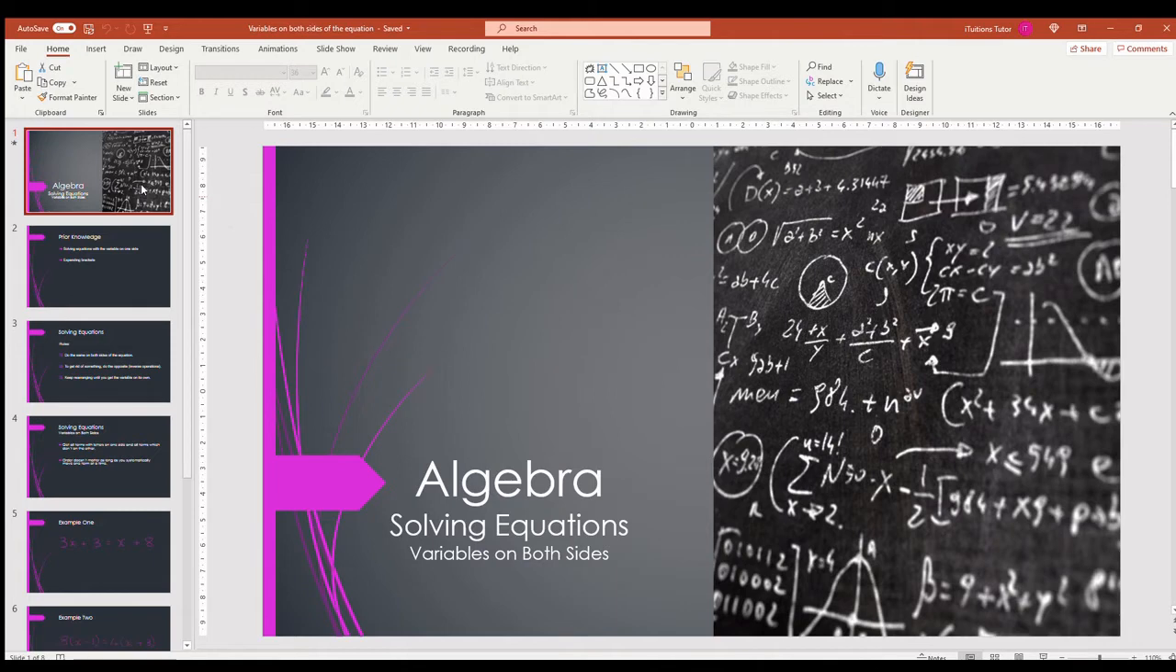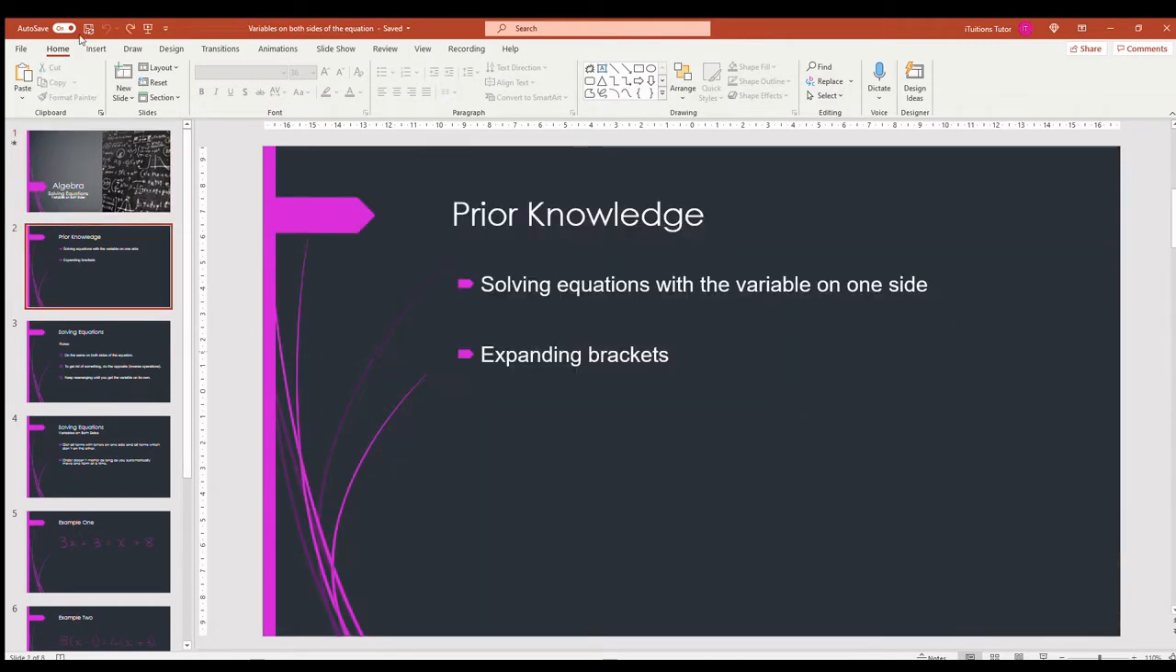In this session, we will look at solving equations, but this time with variables on both sides of the equal sign. Before you start, you must have knowledge of solving equations with the variable on one side of the equal sign and expanding brackets. I have covered this in my previous videos. Have a look in my algebra playlist if you need to.